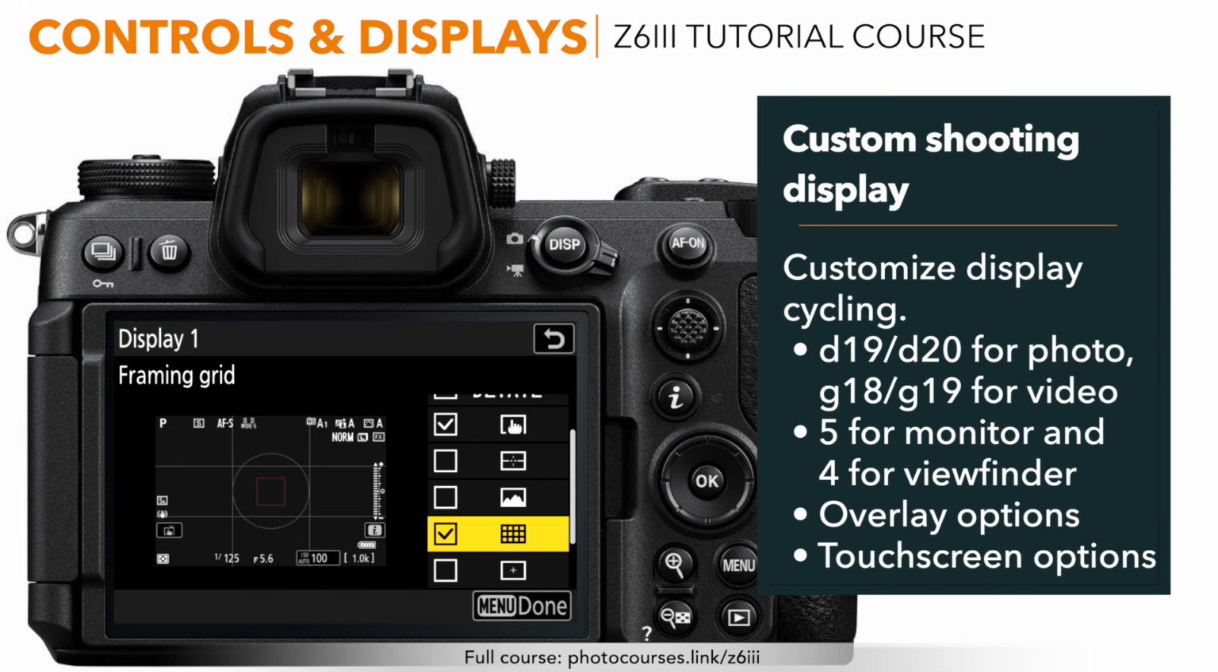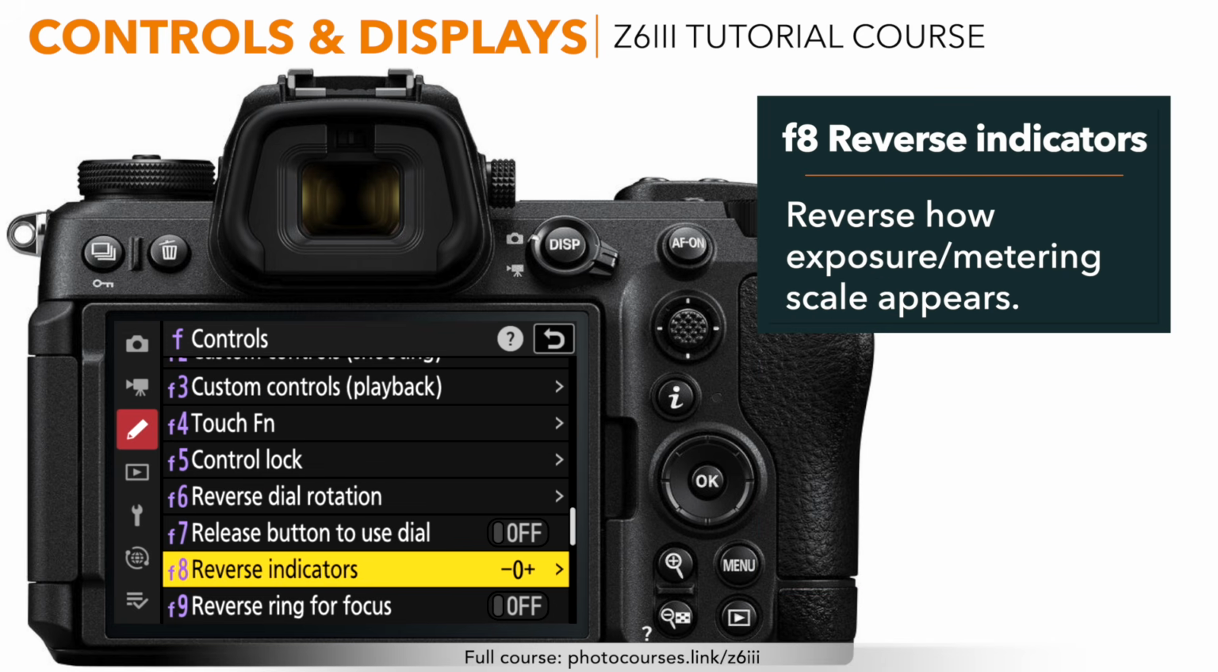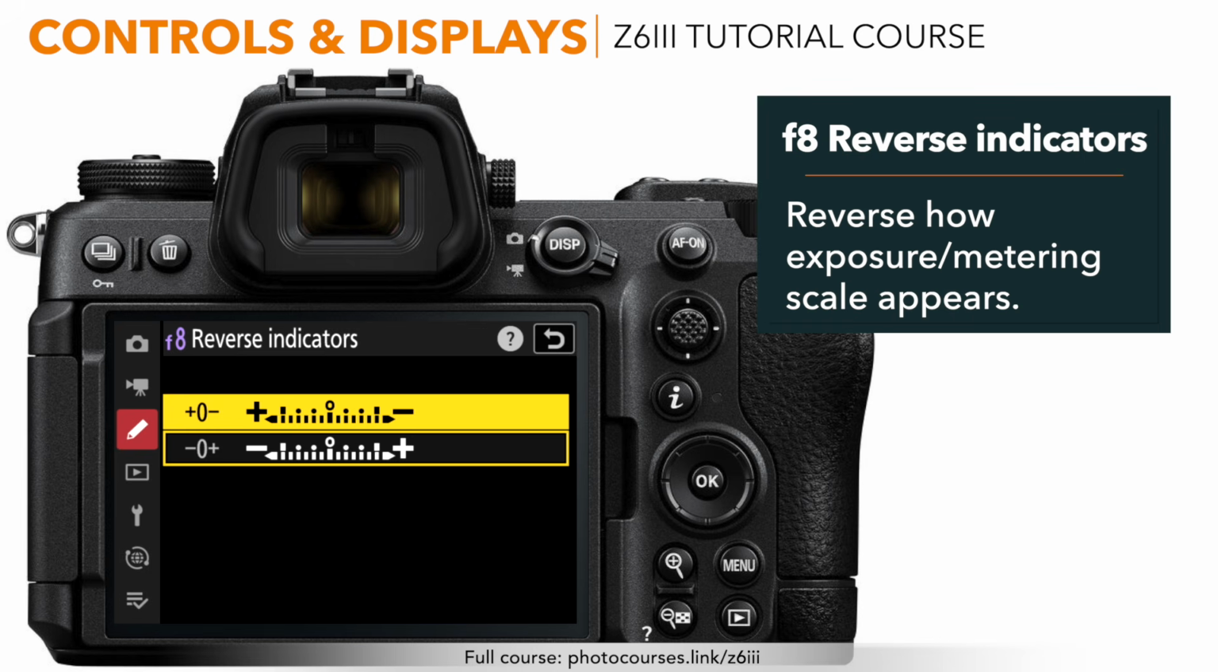Framing Grid enables the grid overlay that you set in the grid type submenu. Center Indicator displays some crosshairs in the center of the screen if you need to reference the exact center. Center Weighted Area will overlay the size of that center weighted metering area that you set in the B custom settings group. This option is not available for video modes. And finally, F8 reverse indicators. That's going to flip how the exposure metering scale looks in your displays.